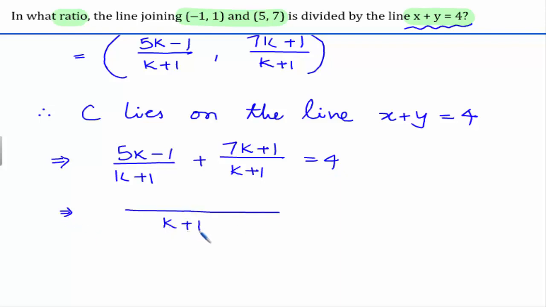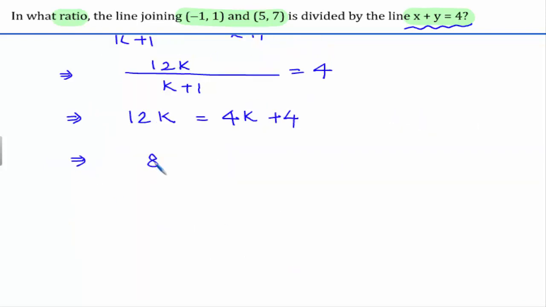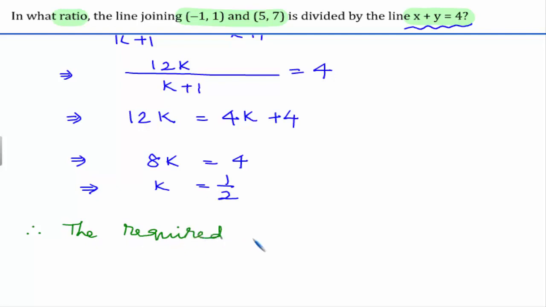Now let us substitute this point in the equation. That is 5k minus 1 by k plus 1 plus 7k plus 1 by k plus 1 is equal to 4. If we simplify this, the common denominator is k plus 1, so we get 12k, here minus 1 plus 1 gets cancelled, is equal to 4. If we cross multiply, we get 12k is equal to 4k plus 4. This will give us 8k is equal to 4. So k is equal to half. So therefore, the required ratio is 1 by 2 is to 1. That implies 1 is to 2.